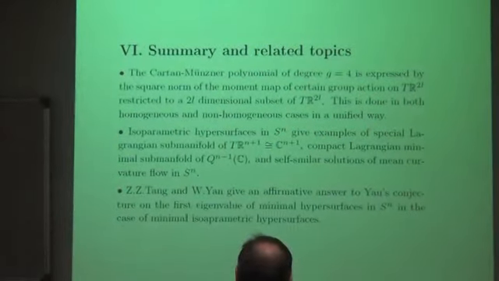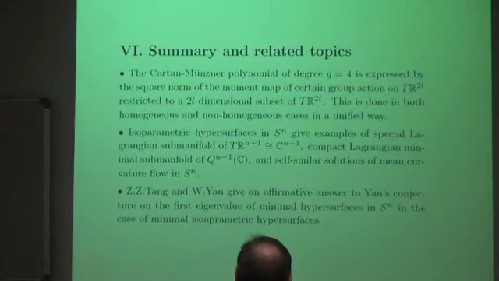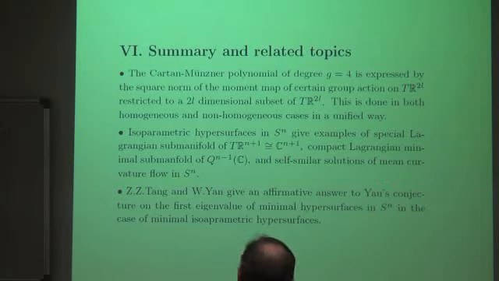And now I will give some related topics. The classification is maybe one of the goals, but anyway, we can use many parts of isoparametric theory in other fields. So, for instance, an isoparametric hypersurface in the sphere gives an example of a special Lagrangian submanifold of the tangent bundle of the sphere, a Euclidean space of one dimension higher. This is well known, by Harvey and Lawson.